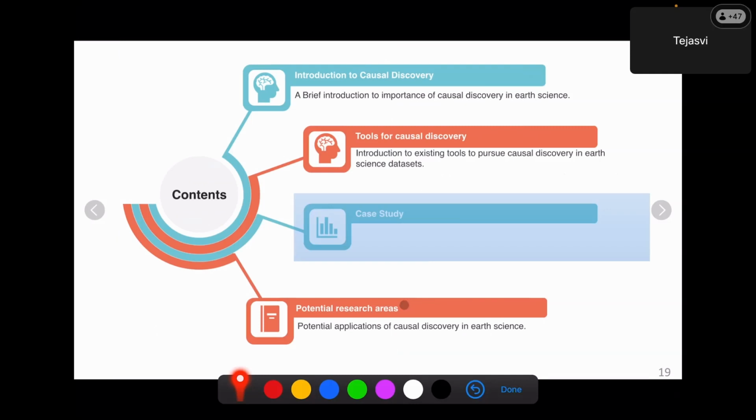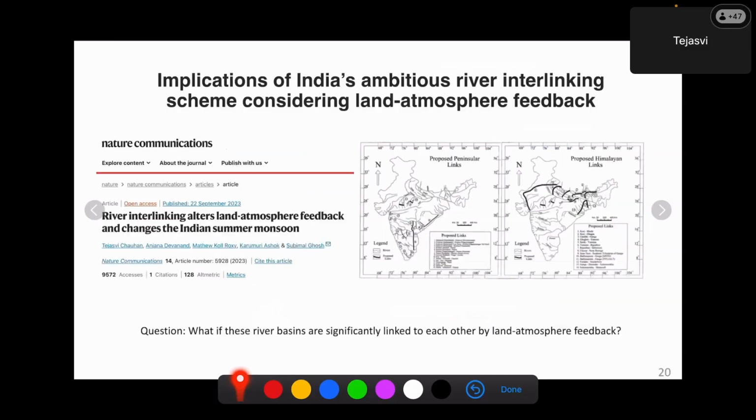Moving on to the case study. Now we have a good idea of what causal tools are available. I'll show you two of my objectives from the work that I have carried out. One of the works explored the implications of India's ambitious river interlinking scheme considering land atmosphere feedback. What's the problem at hand here is that India has this ambitious plan to interlink all the major river basins. The most primary goal is to increase irrigation across the country to generate maximum agricultural output. Now, there are also hidden benefits like electricity generation and water supply, but the most primary goal is to increase irrigation.